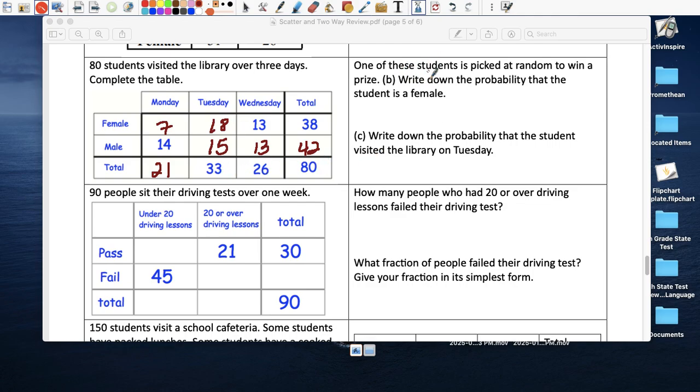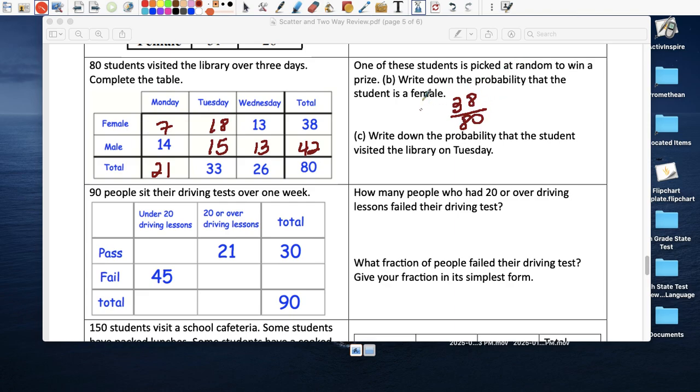So we're good. So, what's the probability that one of the students picked at random, so one of them out of 80, what's the probability that the student that I picked is a female? How many females were there? 38. And probability, remember, you can leave it as a fraction.